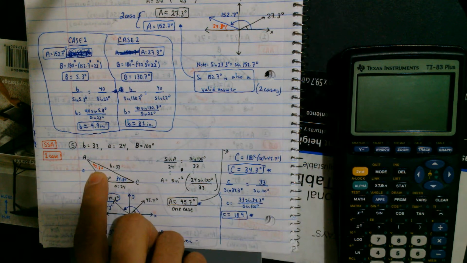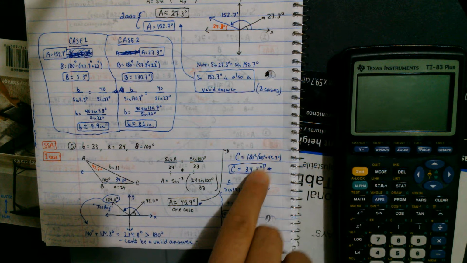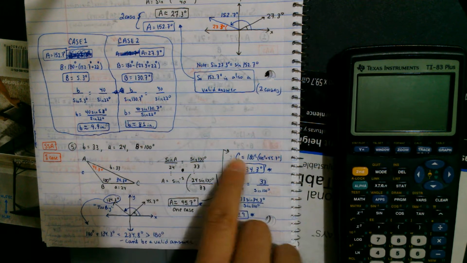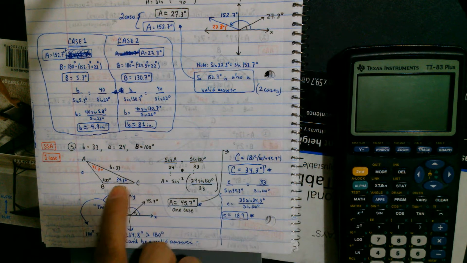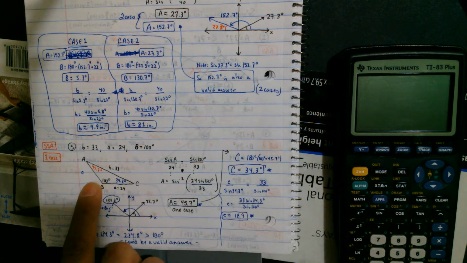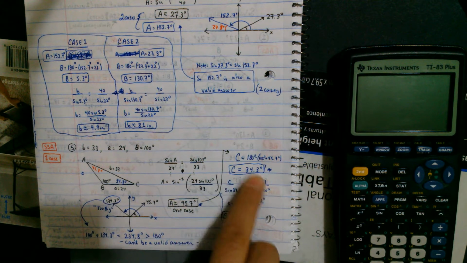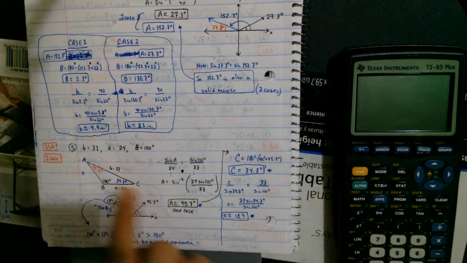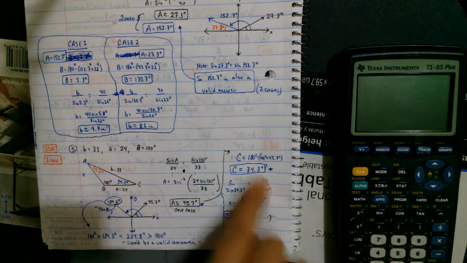So once A is 45.7, I take these two angles away from 180, and I get C to be 34.3. And then I use the law of sines to get the missing side c. Little c over sine 34.3 is equal to 33 over sine of 100. I multiply both sides by sine of 34.3. I plug it into my calculator. c is 18.9.